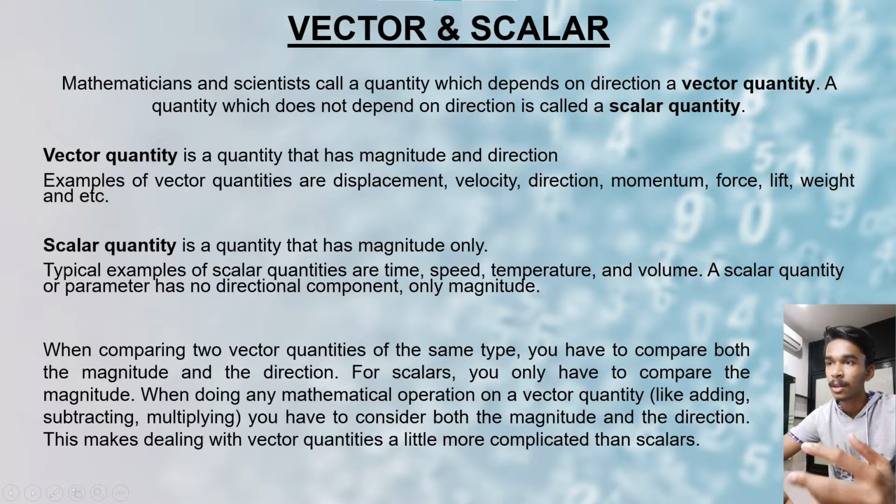When comparing two vector quantities of the same type, you have to compare both the magnitude and the direction. For scalars, you only have to compare the magnitude. When doing any mathematical operation on a vector quantity, like adding, subtracting, or multiplying, you have to consider both the magnitude and the direction. This makes dealing with vector quantities a little more complicated than scalars.